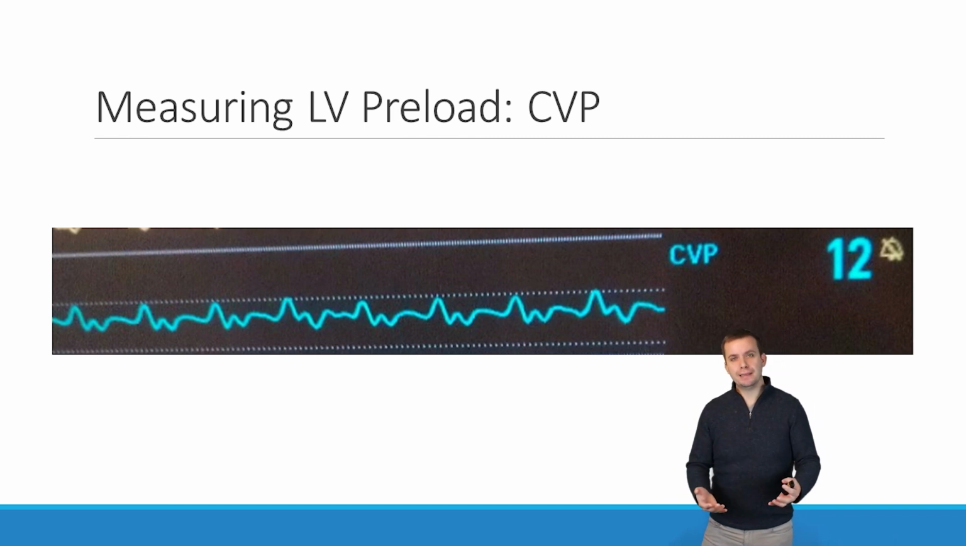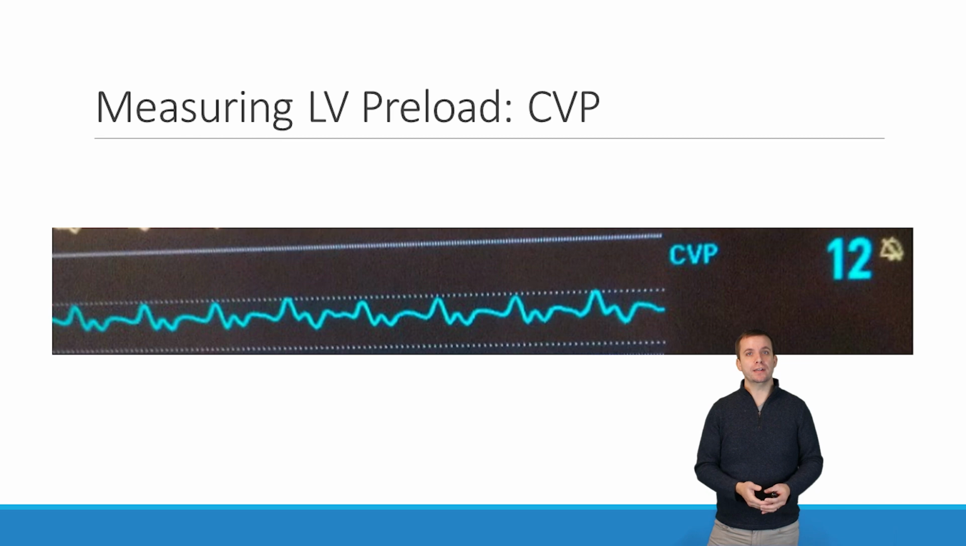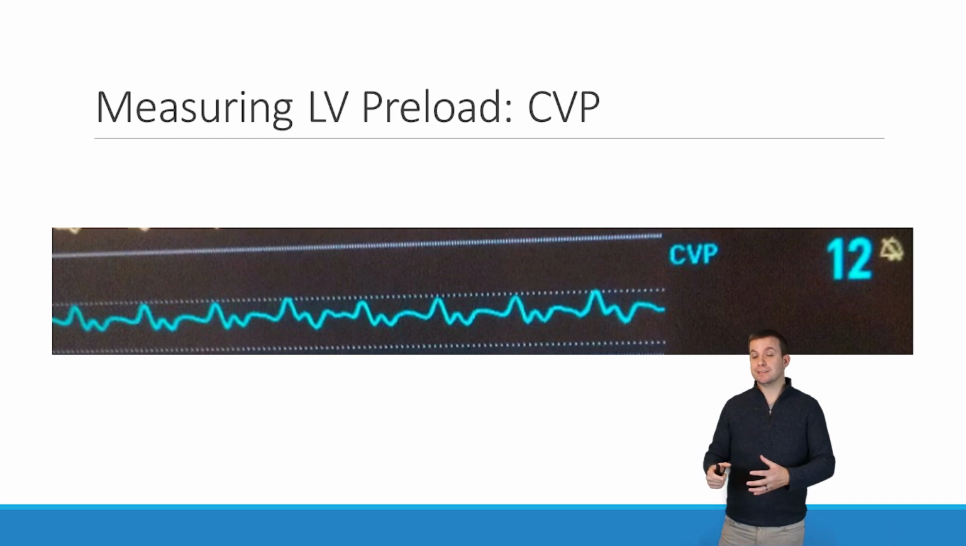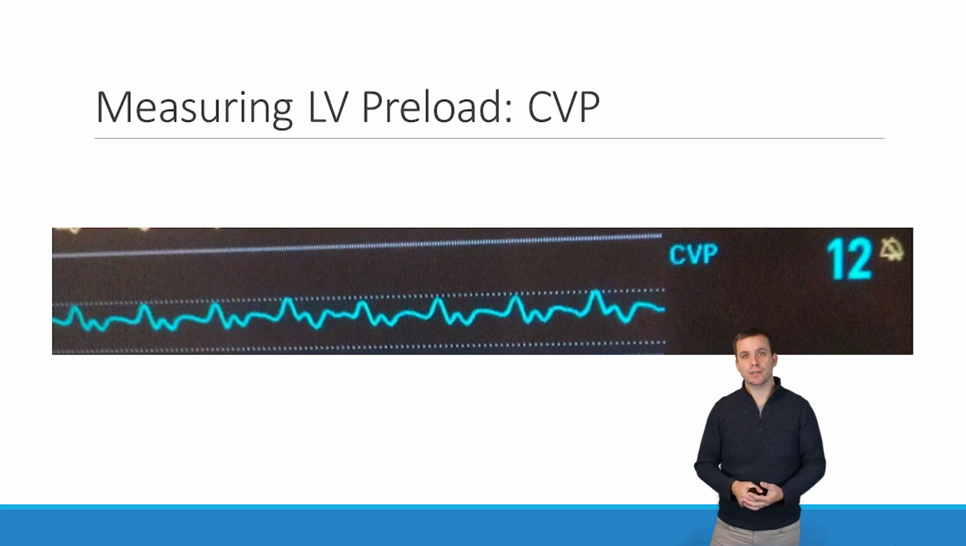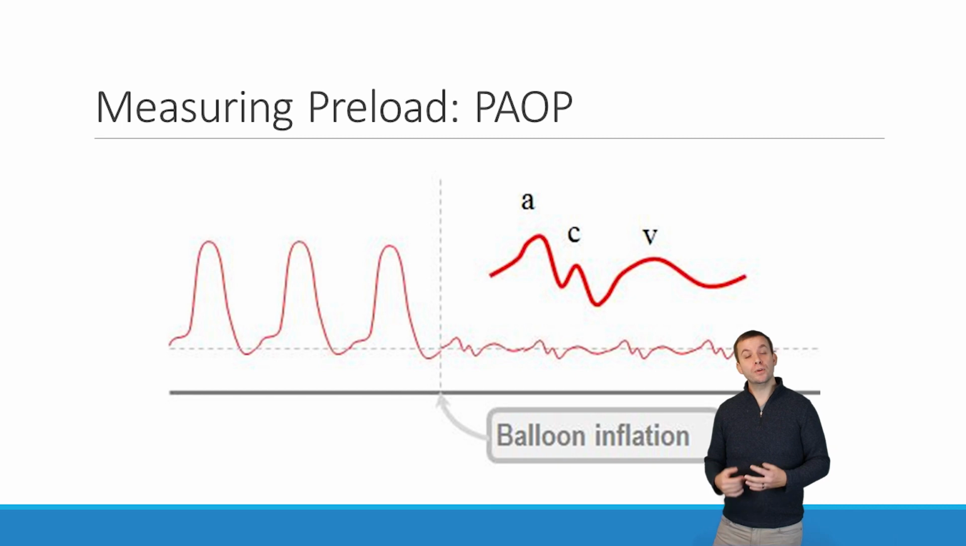So CVP, like I said, is frequently used to measure LV preload, which is just way off, because CVP is actually a surrogate for your right ventricular end diastolic volume, which doesn't necessarily mean anything about your left ventricular end diastolic volume. If you have RV dysfunction or pulmonary hypertension or something before the left ventricle, then your CVP becomes even less reliable. So you have your wedge pressure.